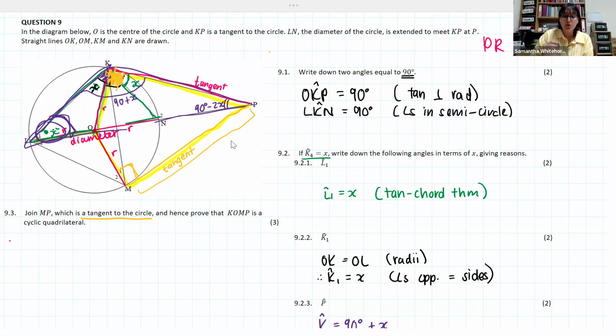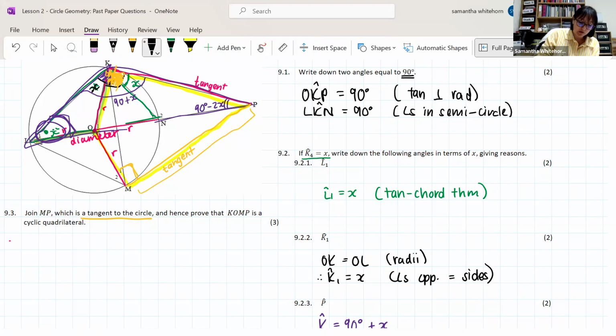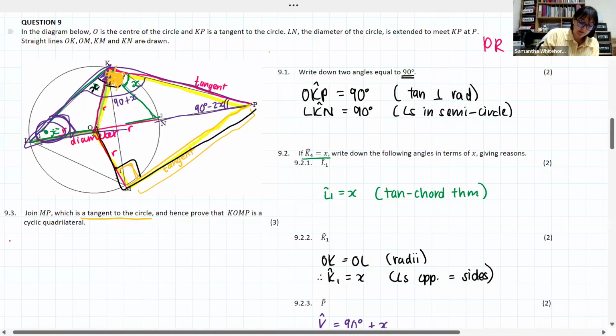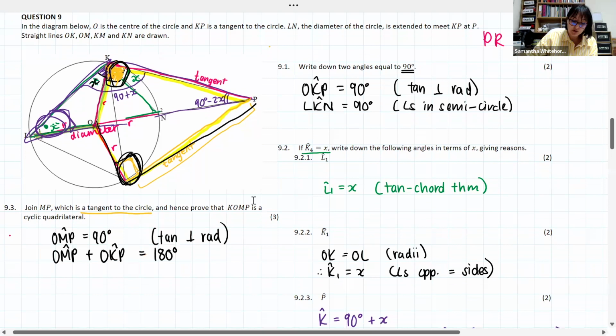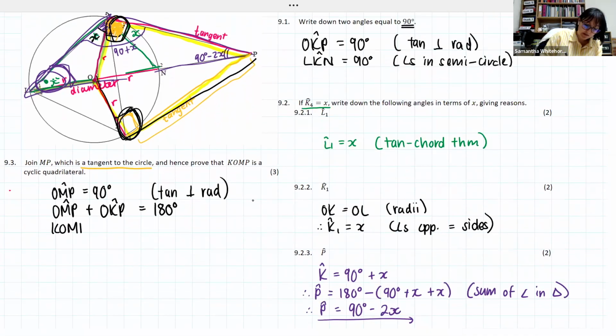Okay, so exactly that. And again, I told you that MP was a tangent. So clearly it's important. So we know that angle OMP, so this angle down here, is 90 degrees because tan perp rad. And then look, you've got a 90 here, you've got a 90 here, 90 plus 90 is 180. So we know that OMP plus angle OKP is equal to 180 degrees. And so because of that, we've proven that KOMP is a cyclic quad.